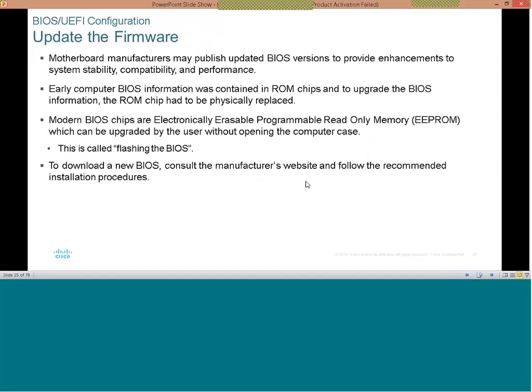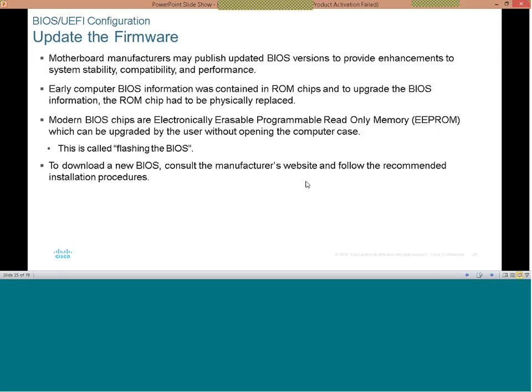the ROM chip had to be physically replaced, because we said that the BIOS is actually the ROM chip itself. So it means that if you must do the upgrade, you had to physically replace the ROM itself. Modern BIOS chips are electronically erasable programmable read-only memory, which is the EEPROM, which can be upgraded by the user without opening the computer case.